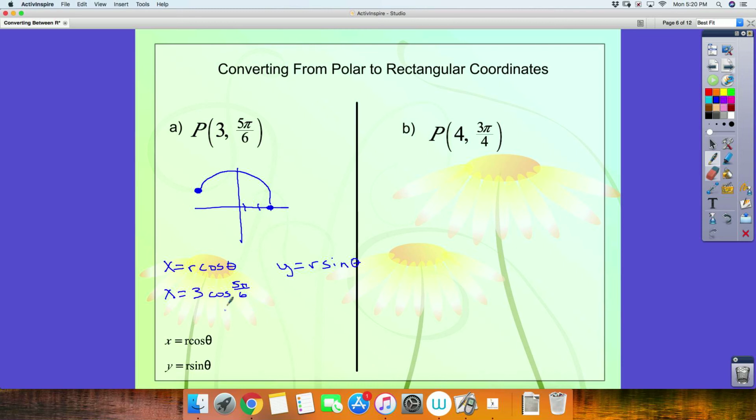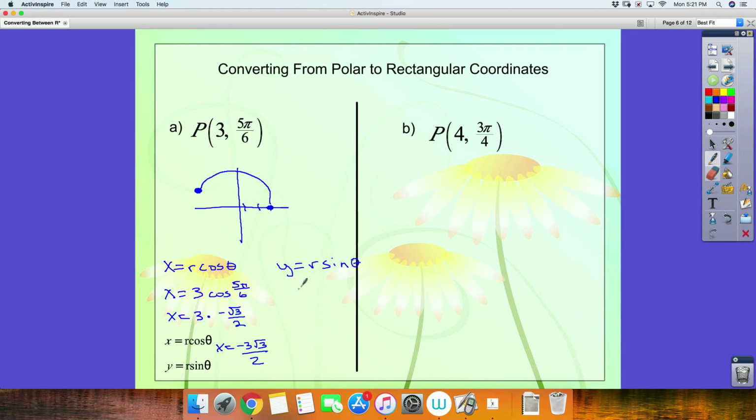Now this is where your unit circle comes in handy, because I want to know what cosine of 5 pi over 6 is. So if I look on my unit circle and I find 5 pi over 6, I see that the cosine is equal to negative root 3 over 2. So that means I can go ahead and multiply these, and I get x equals negative 3 root 3 over 2.